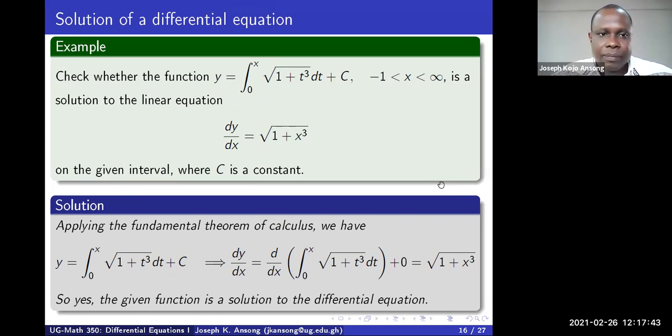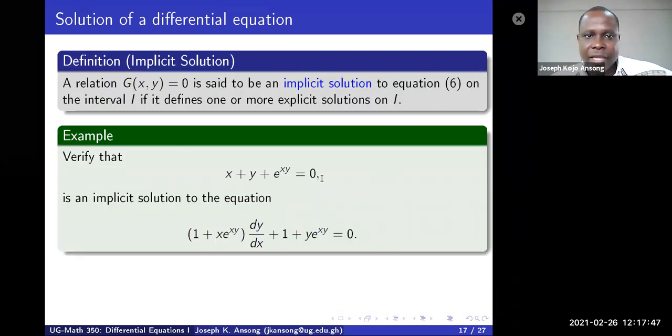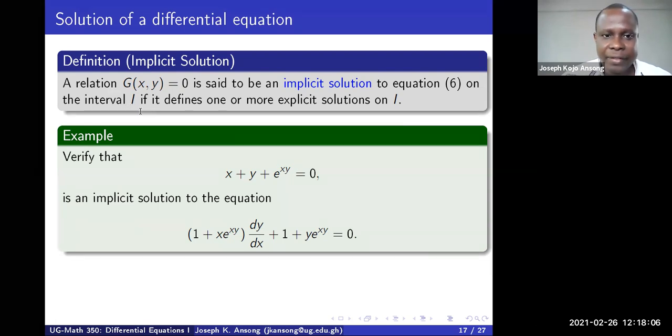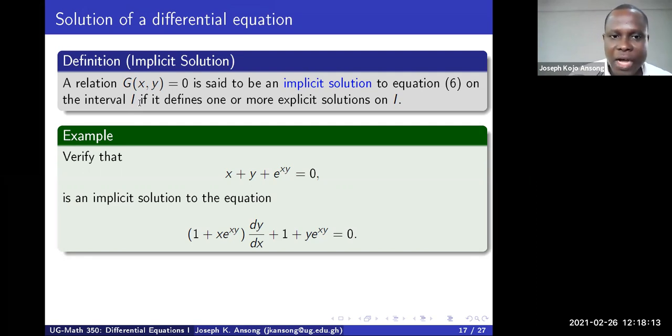Okay, awesome. The next thing we want to look at is implicit solutions. We looked at explicit solutions. Now, what is an implicit solution to a differential equation? A relation given by g of x, y equals 0 is said to be an implicit solution to the implicit differential equation, equation 6, on the interval I, if it defines one or more explicit solutions on that interval I. Okay? We'll use an example to illustrate what this actually means.